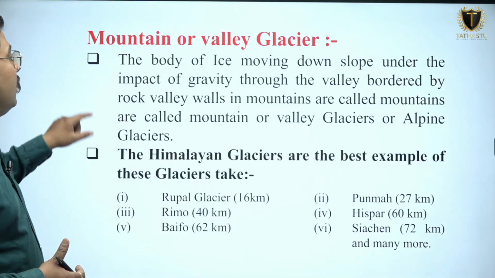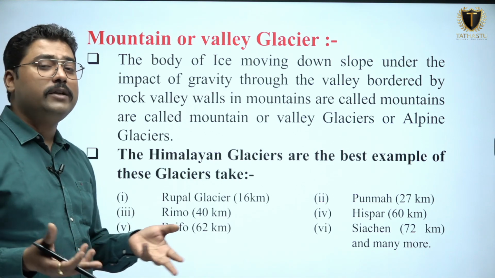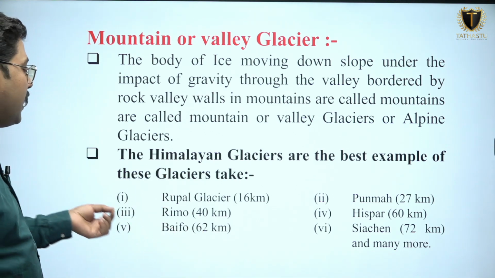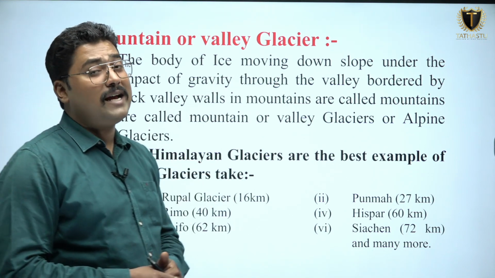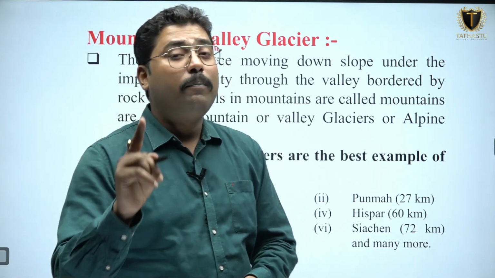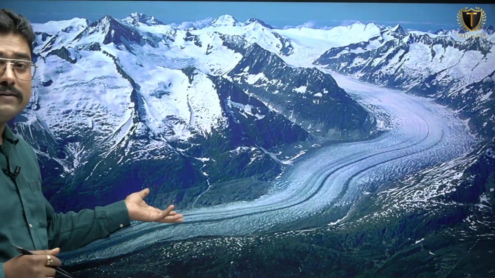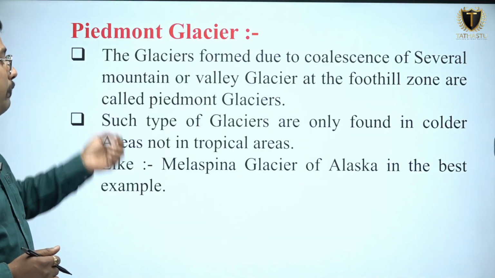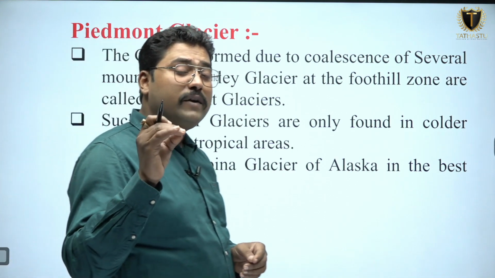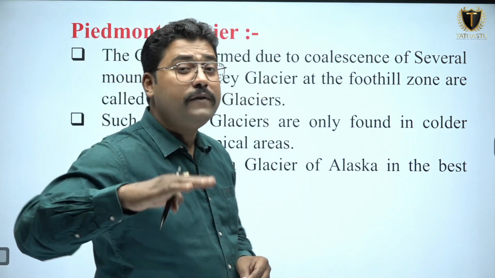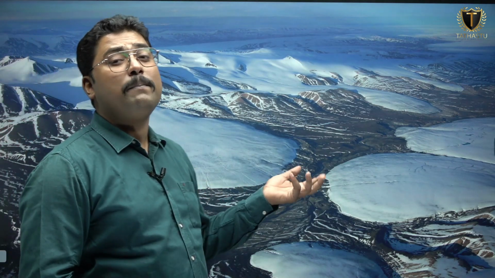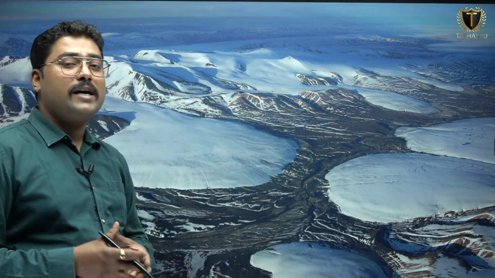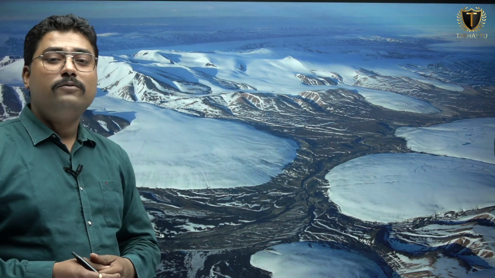Then the mountain or valley glaciers, which are found in mountains like Rupal, Punma, Remo, Hepsar, Siachen, Baltoro, in which Siachen is considered the largest glacier in the world outside the polar region. Then the Piedmont Glacier means the glaciers found at the foot of the mountains. The important one is the Malaspina Glacier, which is present in Alaska, the best example of a Piedmont Glacier.